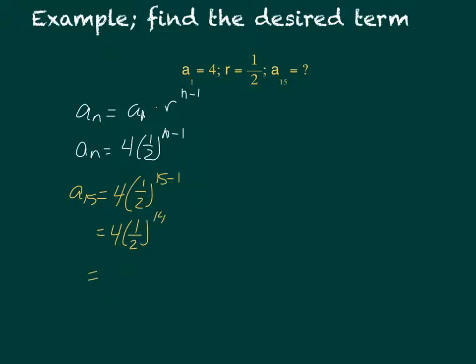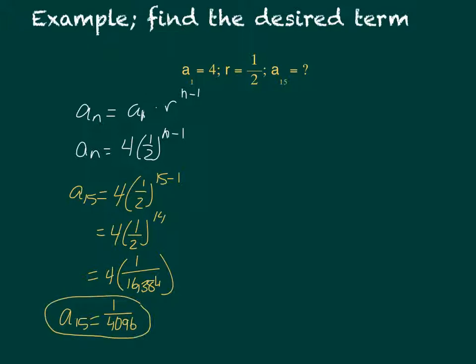Now 1/2 to the power of 14 is actually kind of an awkward number. It is 4 times 1 over 16,384, and then I just multiply that times 4, so a sub 15 is equal to 4 divided by 16,384, or 1 over 4,096. And that would be your final answer.